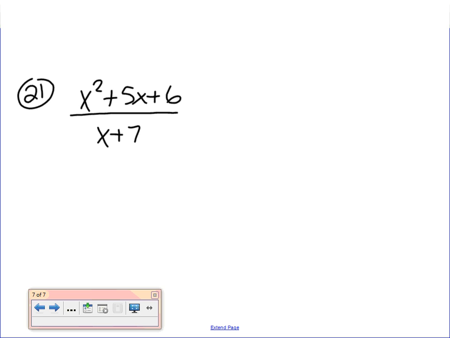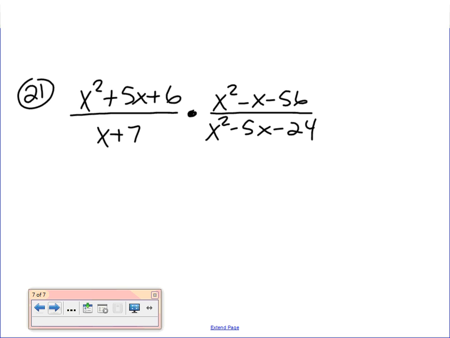Now notice number 21, guys, that is division. I'm going to go ahead and fix that problem right now. I'm going to change that division to multiplication. However, by doing that, I am going to have to take the second fraction and flip it upside down. So I'm taking care of that right now. X squared minus x minus 56 is now at the top. X squared minus 5x minus 24 is now at the bottom. So there's my new problem.